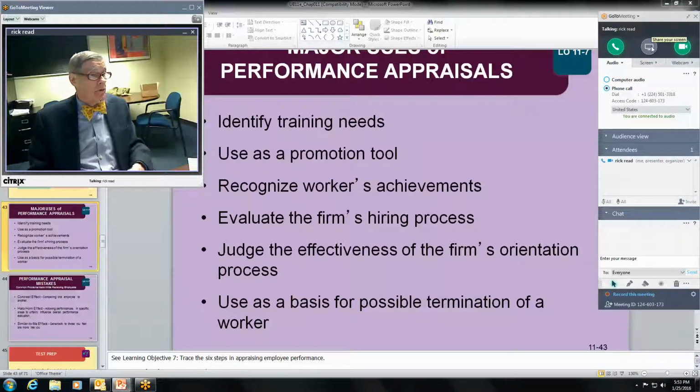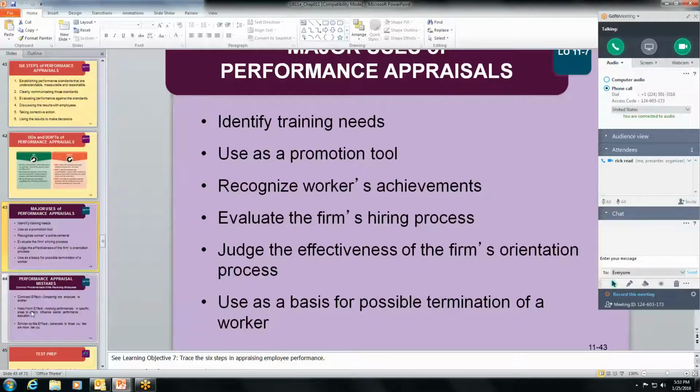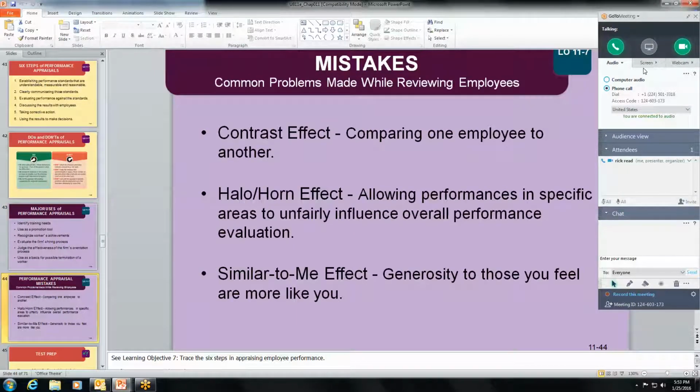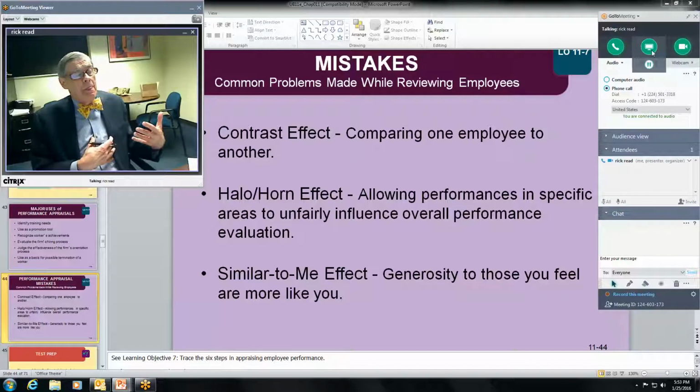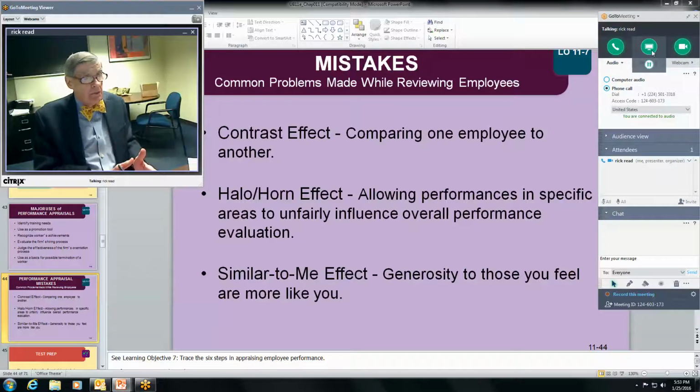Here are mistakes we made. One is known as the contrast effect. That's comparing one employee with another. Although there is a form of evaluation known as paired comparison, you're not evaluating the employee against another employee. You're evaluating his performance against hers or hers against his. A halo horn effect, allowing performances in specific areas to unfairly influence everything that you have, positive or negative. And then similar to me, you're being kind in the evaluation because the person's similar to what you do.